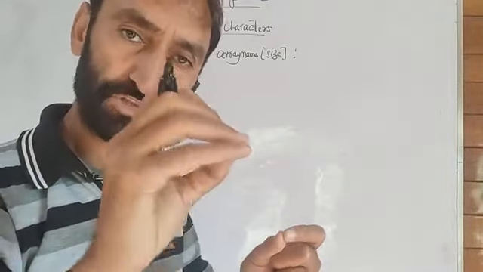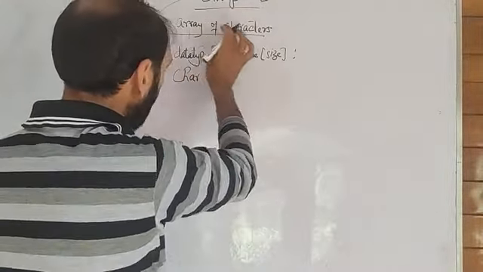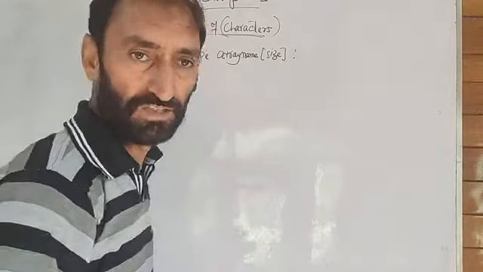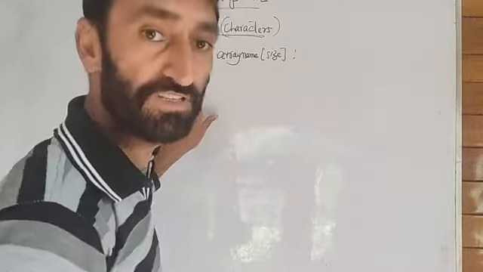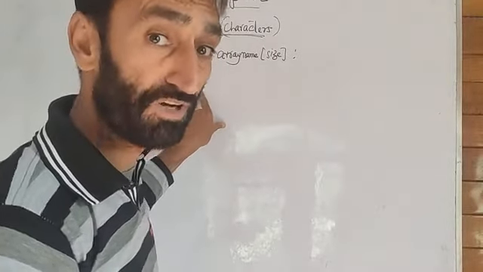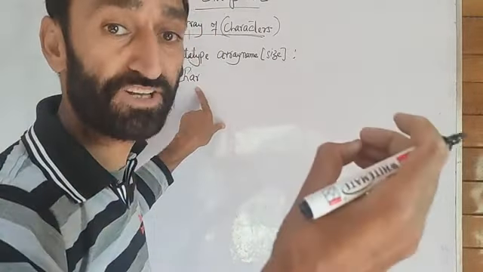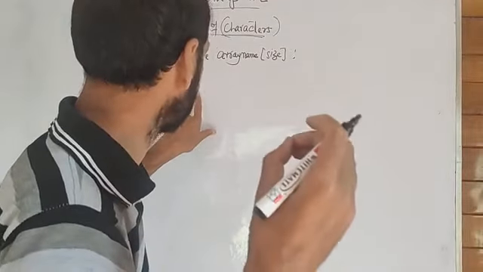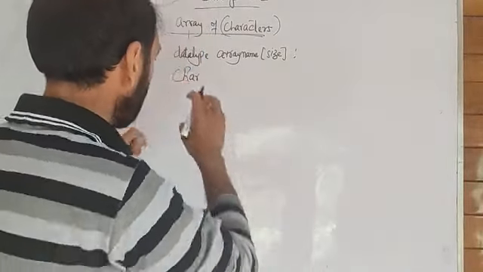Strings are actually arrays of characters, so here the data type is always char. We cannot give any other data type, such as float, double or int. Only the data type char.